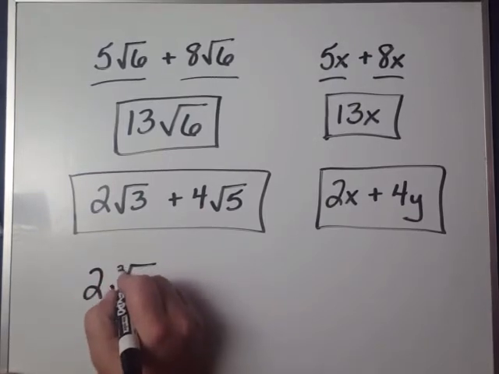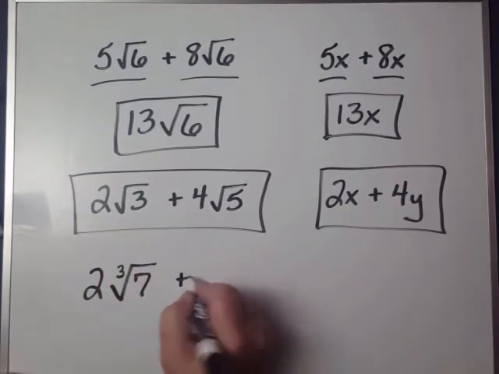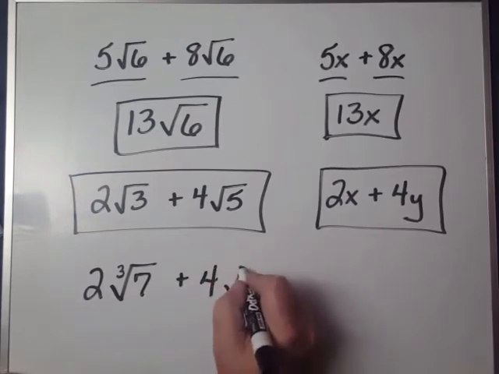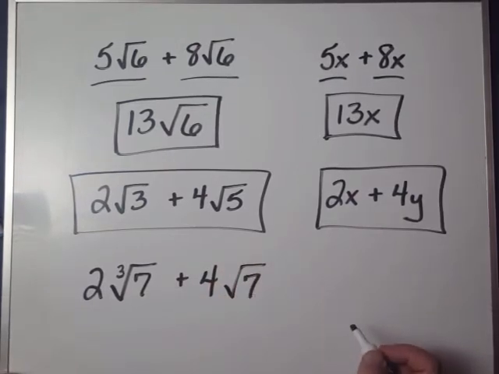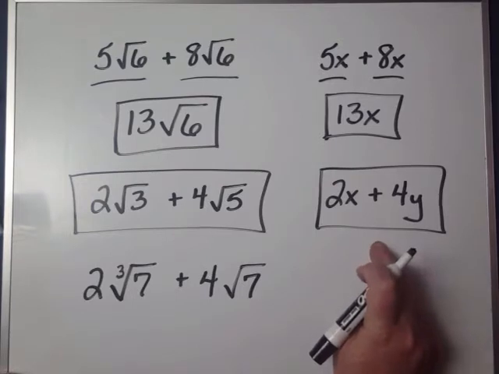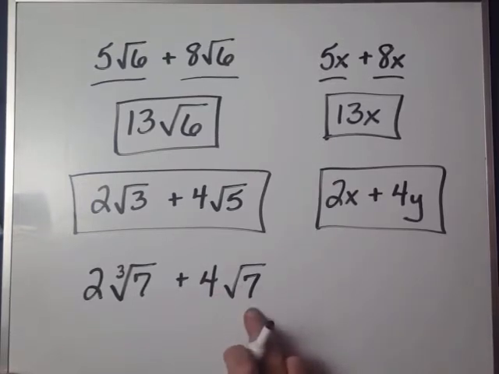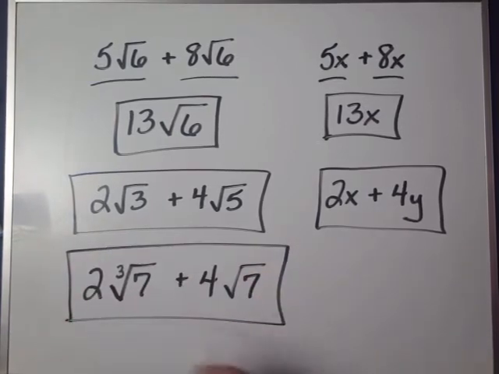And be very careful. 2 cube roots of 7 plus 4 square roots of 7, that's the same deal. These are unlike radical terms. One's a cube root, one's a square root. And so these don't match in their radical portion. This is already simplified.